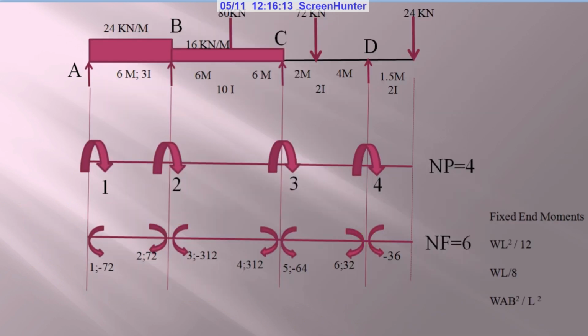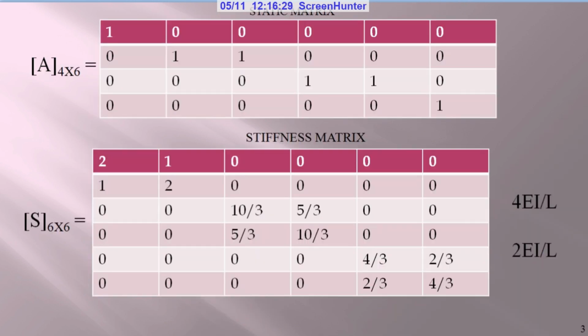And don't get confused, this overhanging portion, right? This is the moment which is restraining moment because of this point load, right? This is not fixed end moment, note this. So these 6 fixed end moments were there, and we have taken here the stiffness matrix 6 by 6 in this way. So this is a very simple method to develop the statics matrix and the stiffness matrix.